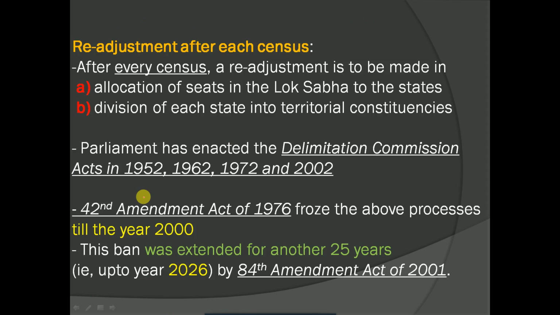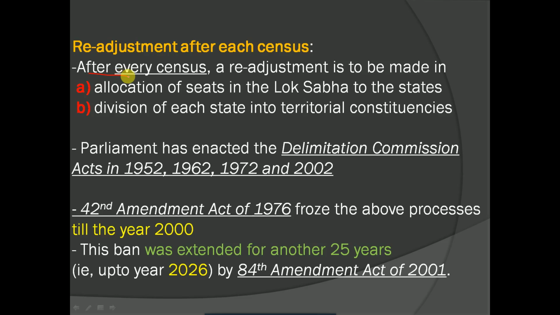Okay, readjustment after each census. Generally, every 10 years, if we observe the population of each state or any constituency, it changes. So accordingly, there is a need to change the number of seats allotted to a state in Lok Sabha. Also, there is a need for division of each state into territorial constituencies. Due to this, there should be readjustment after every census.